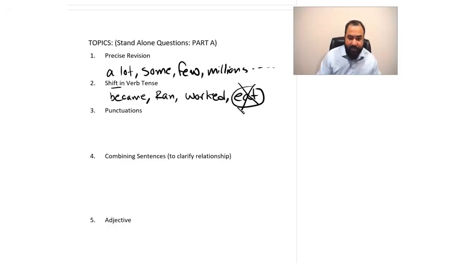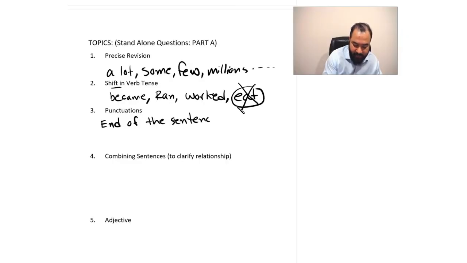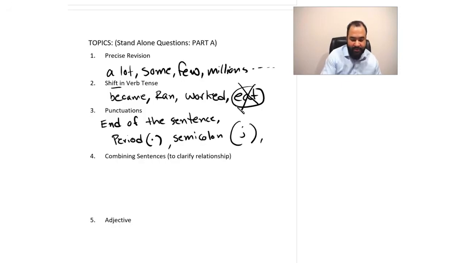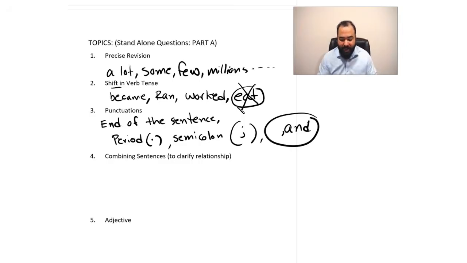So punctuation, you have to know a couple of punctuation rules. The most important part is what goes at the end of the sentence, the end of the independent clause. You can put a period, as you know, or you can put a semicolon. What other things can you put at the end of the sentence? You can put a comma followed by and. Remember this. A comma followed by and is like a period. You can put it at the end of a sentence or at the end of an independent clause.